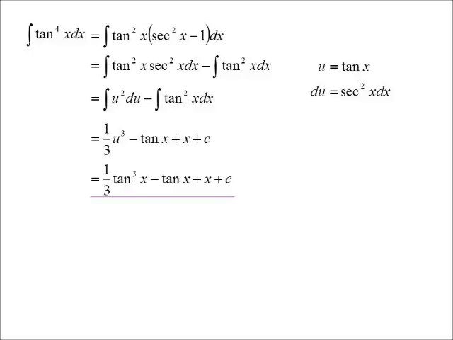So let's do a substitution for the first one. We get u squared du. And of course, from what we saw before, I know tan squared went to tan x minus x. And there's our final answer. And so every power of tan is done the same way. Okay.